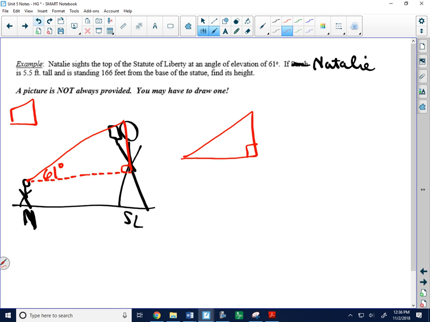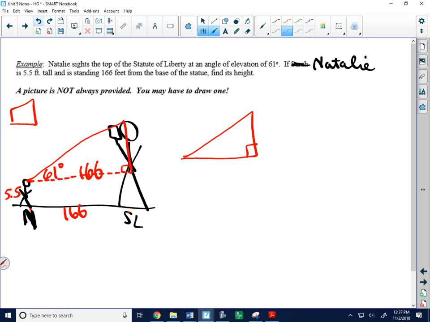Let's label what else we know. We know that she is 5.5 feet tall, so that's her height. She's standing 166 feet from the base of the statue. So Natalie to the statue is 166. It's down there, but that's going to be the same length from her eye level over, so we can also put the 166 here. Finally, find the height. This is going to be our x.